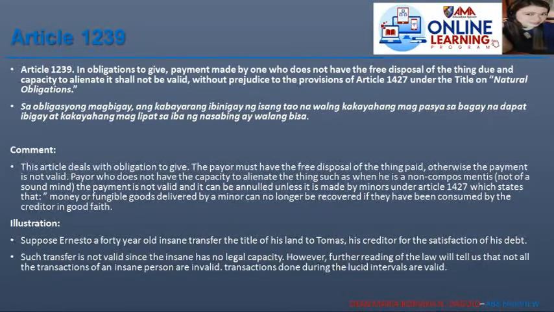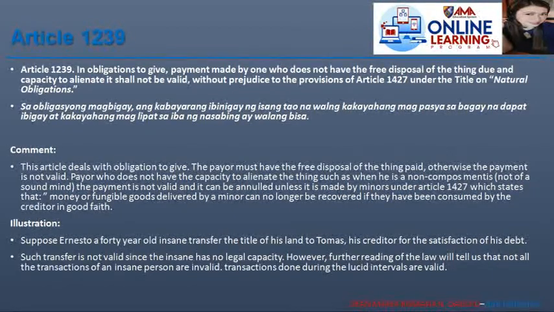Okay, bigyan natin ng halimbawa. Suppose Ernesto, a 40-year-old insane, may sakit sa pag-iisip si Ernesto, transfers the title of his land to Tomas, his creditor, for the satisfaction of his debt. Such transfer is not valid, okay? Since the insane has no legal capacity. So yung paglipat sa pangalan ng lupain ni Ernesto papunta kay Tomas, na pinagkakautangan niya, ay hindi valid kasi walang legal capacity si Ernesto to do that. Kasi nga insane siya. Hindi sound ang kanyang pag-iisip, hindi maganda, maayos.